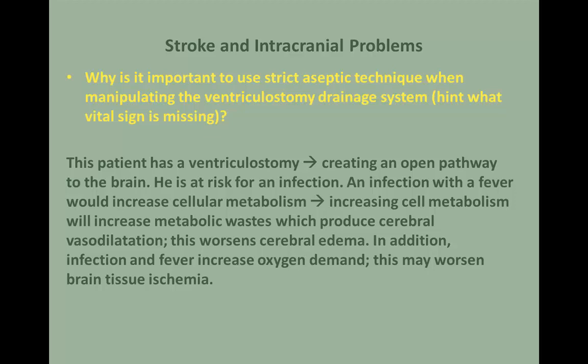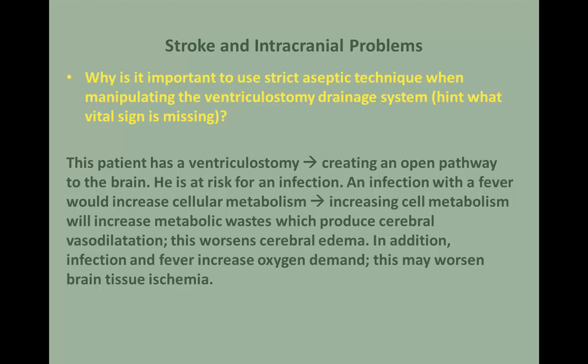Why is it important to use strict aseptic technique? Well, again, we have a ventriculostomy. We've created an open pathway for pathogens into the brain, and this individual is at risk for an infection. So any kind of infection is going to do what? It's going to raise the metabolic rate of nerve cells. And because we're having a problem delivering enough oxygen to those brain cells because of a high ICP and a worsening CPP, we just cannot afford to put this patient at risk for increasing the metabolic rate.